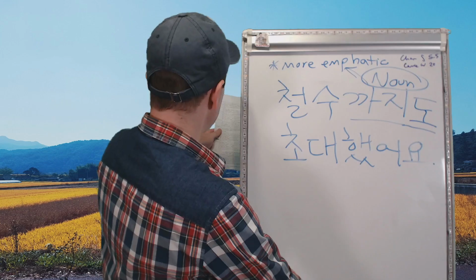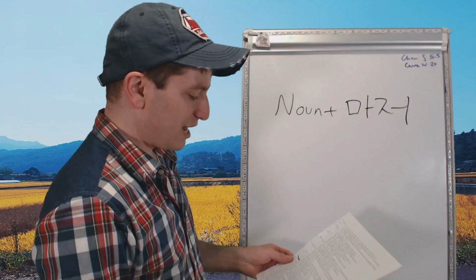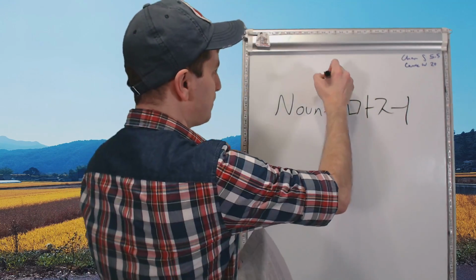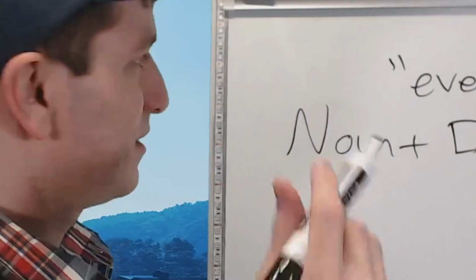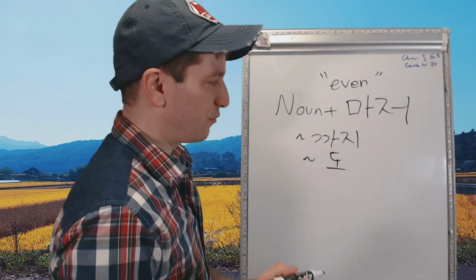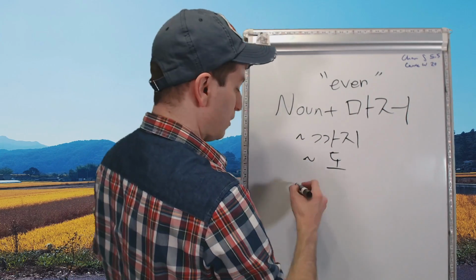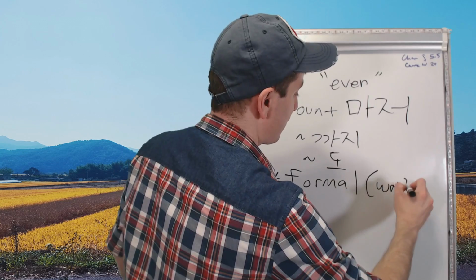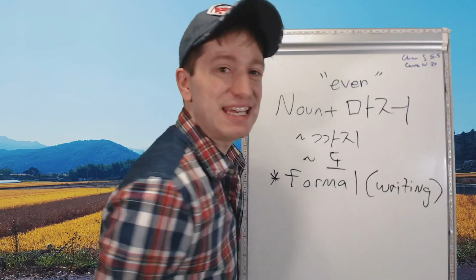Let's go on to the next form. 맞아. You take a noun and you attach 맞아. Now, 맞아 also means even. Oh, this writes really nice. And this one has the same usage as using like 까지 or using 도, just like before. But this one is more formal. And as such, is mostly just found in writing, not in speaking.